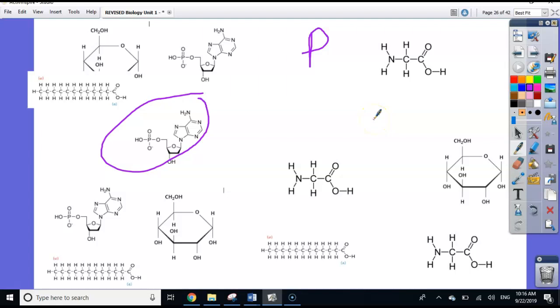Is this a monomer or a polymer? Is it one or is it many connected together? Have we connected many together yet? We haven't, so it's just one, so it's a monomer. Okay, so find its other monomer friends. Find the other ones that look exactly like this. Connect them together to make a polymer.